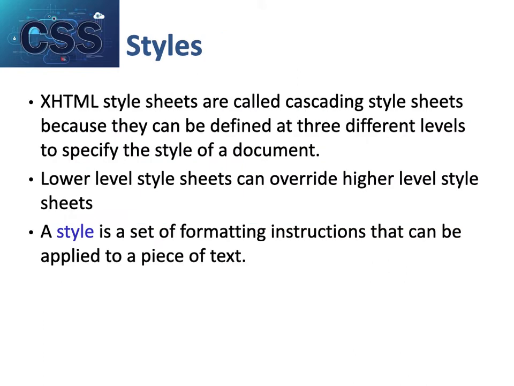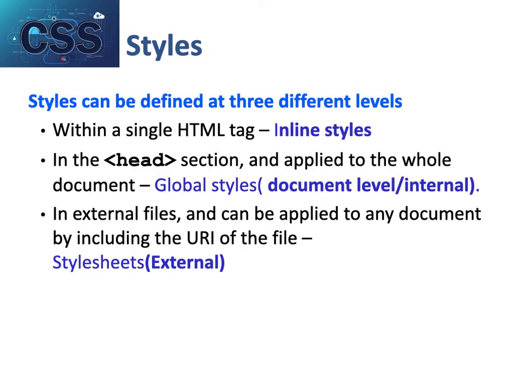XHTML style sheets are called cascading style sheets because they can be defined at three different levels to specify the style of a document. Lower level style sheets can override higher level style sheets. A style is a set of formatting instructions that can be applied to a piece of text. Now we will see which are the three different style types in CSS.